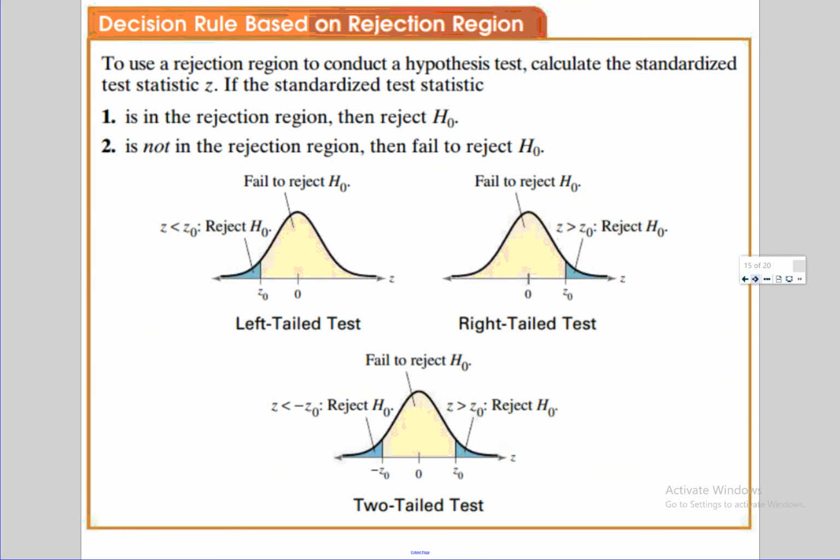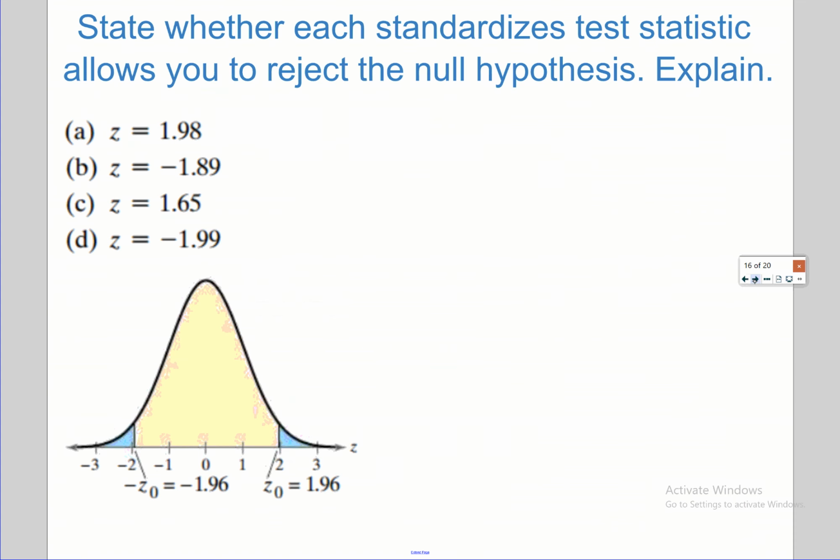So, decision rule based on rejection regions. Pretty much, if you calculate a z-score and it is in the rejection region, you reject. That's why it's called the rejection region. And if it's not in the rejection region, you do not reject. Everything else we're going to do today is exactly what you did yesterday as far as the steps for hypothesis testing. Okay, the first thing we're going to do is just practice.